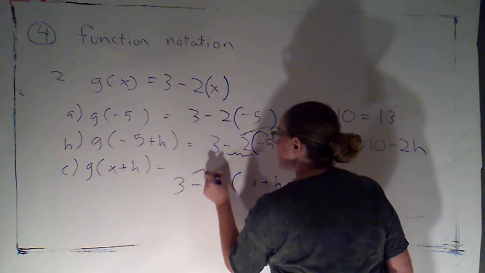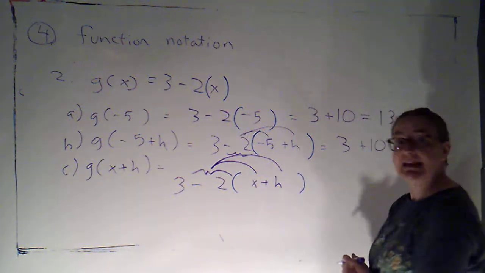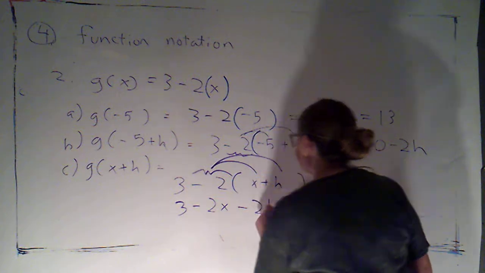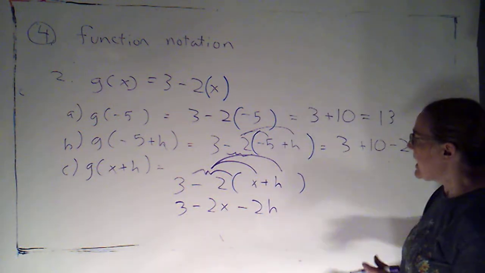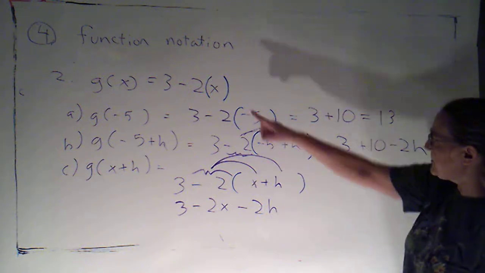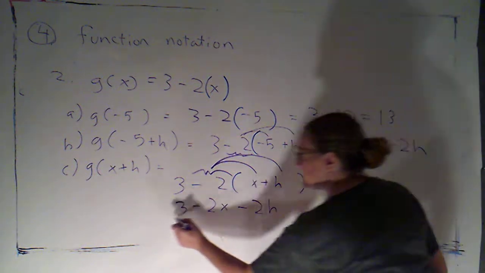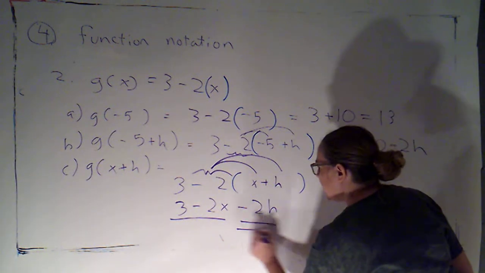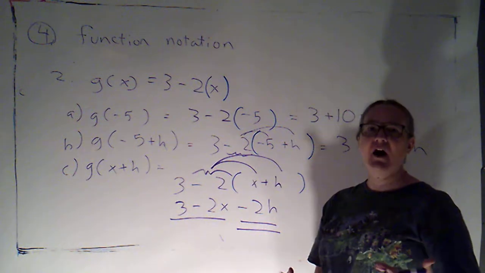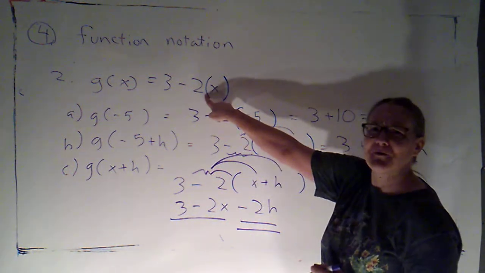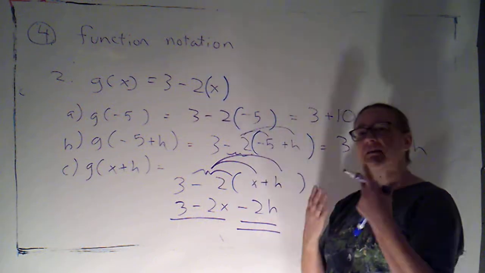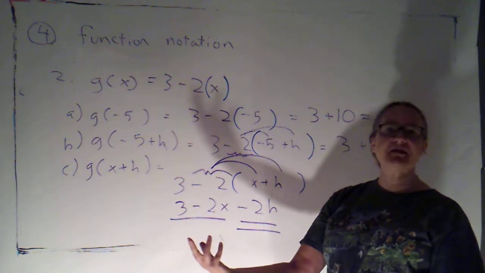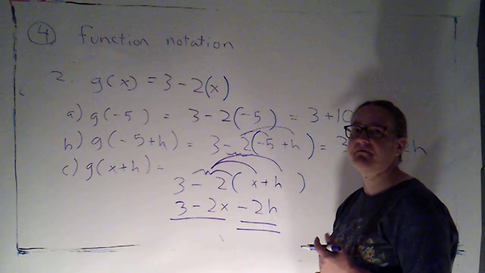So then again, I would distribute, and I would distribute both the negative sign and the 2. So this would become 3 minus 2x minus 2h. Okay. And again, what we can see is if I plugged in just x, I would get 3 minus 2x. If I add h to the x value, I subtract 2h from the y value. That's what happens when you have a line of slope -2. So it's allowing me to compare different points. If I change the x value, how does that change the output, or how does that change the y value?